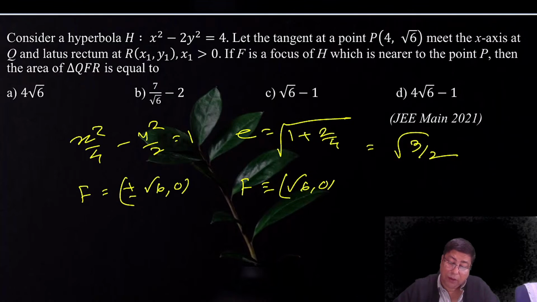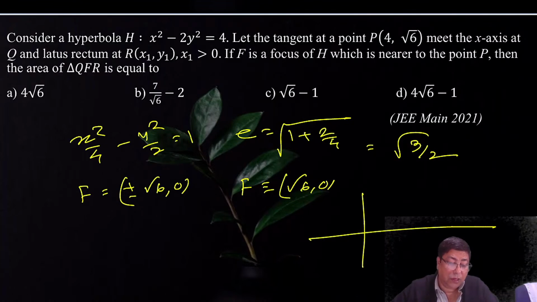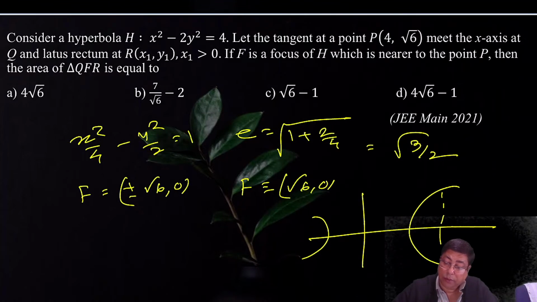Equation of the tangent. Now let us draw one diagram. It will be better for us. Suppose it is this, and if we join this, this is the latus rectum. If we join this, and remember one thing, S2 we know is the focus (root 6, 0).